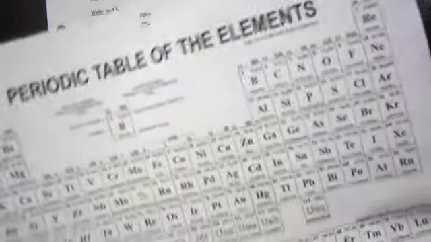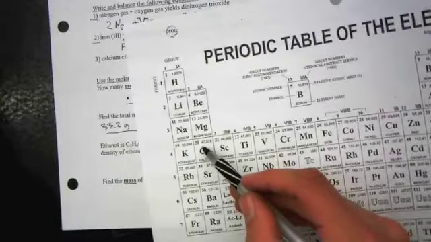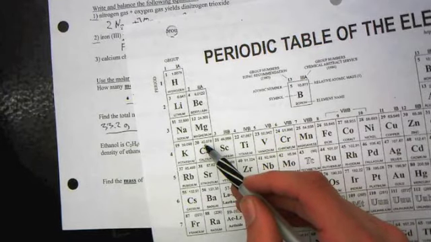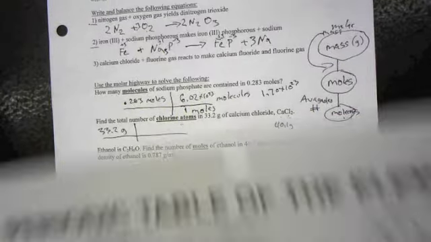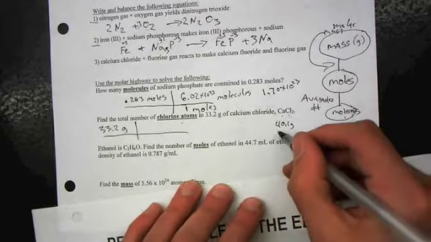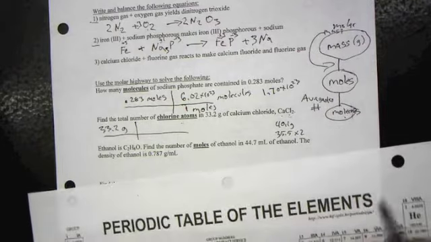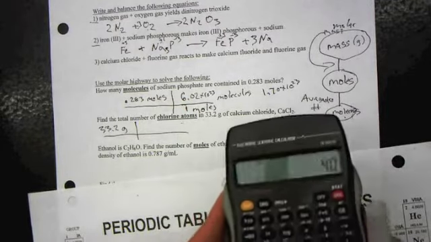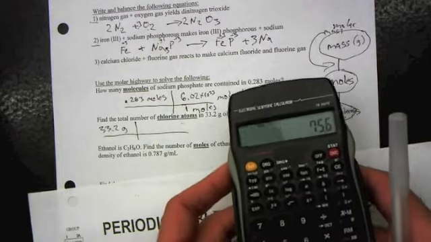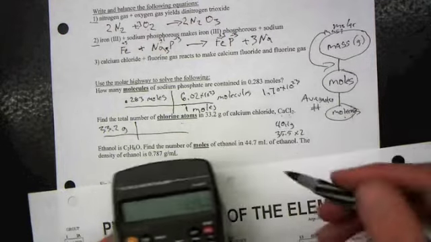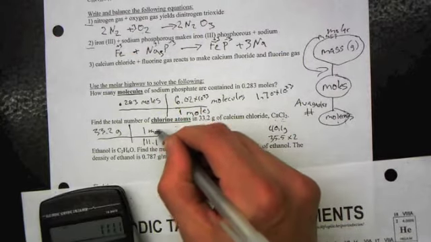I'm back with my periodic table. I was finding the molar mass of calcium chloride. Well, calcium is 40, and I'm going to round that to 40.1 grams. Chlorine is 35.5. But there's 2 of them, so I'm going to multiply it by 2, and I'll use my calculator to add all this up. 40.1 plus 35.5, and I'll just add another 35.5 on top of that, and I get 111.1. Cool. Now this is going to get me into moles.